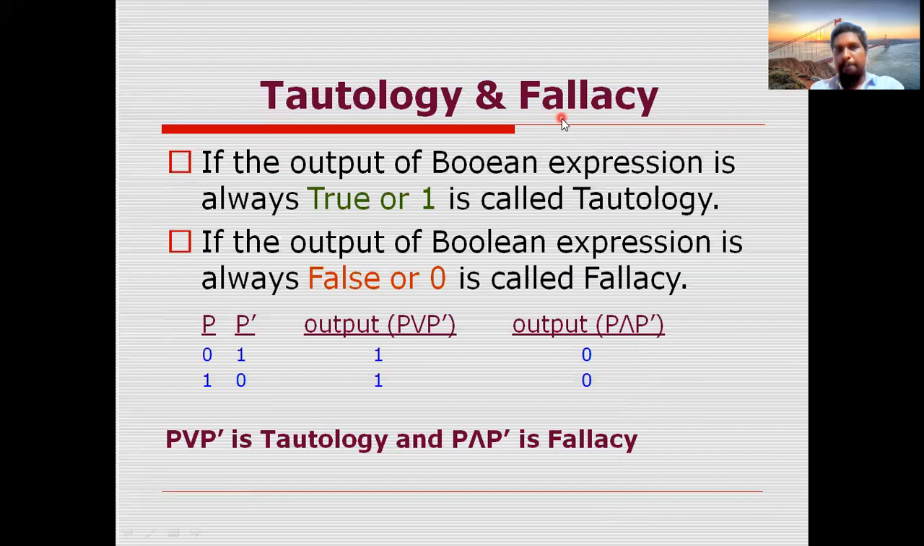Next, 2 important words: tautology and fallacy. When the output of an expression is leading to 1, then that is called a tautology. When the output of an expression is leading to 0, it is called a fallacy. Please note these 2 important points. If the output of an expression is always true, true in the sense 1, yes, 1, all are the same, it is called tautology. False, no, 0, it is called fallacy.